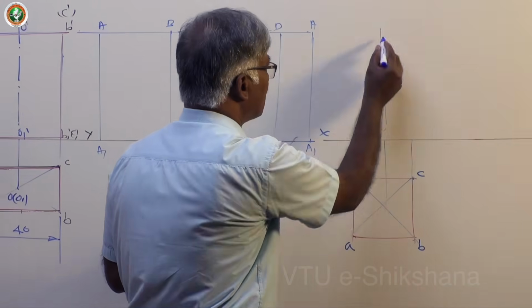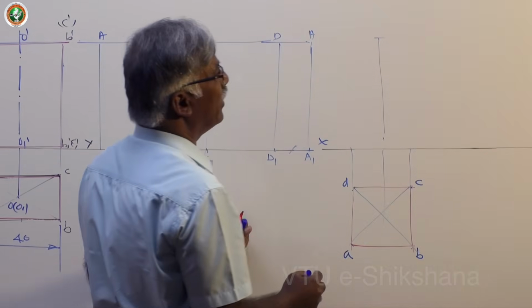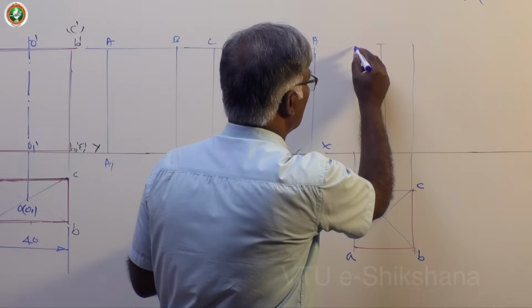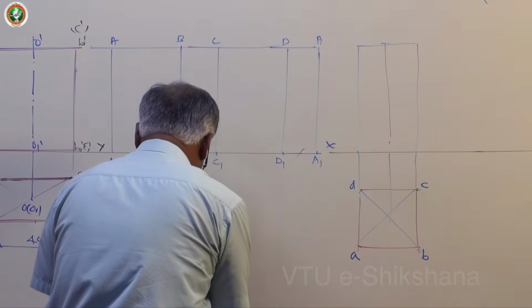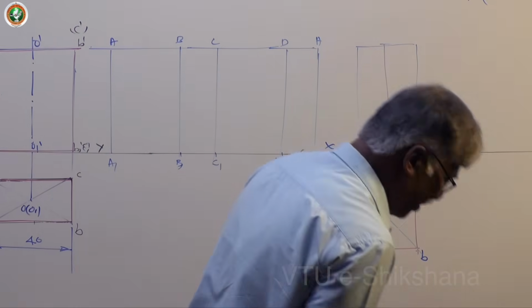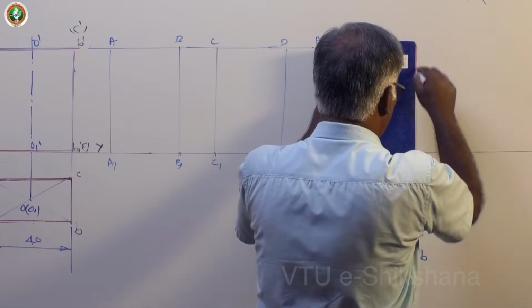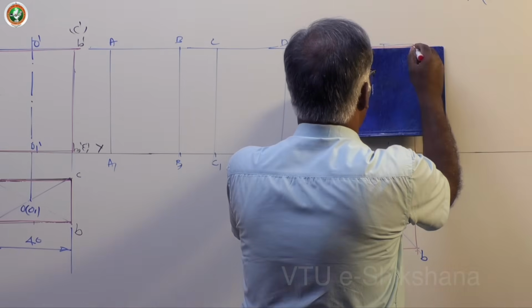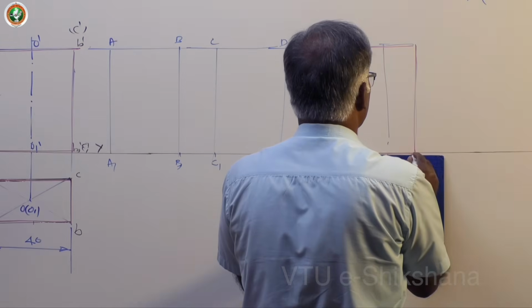Height you fix. Assume that the height given is 60. Then draw the vertical lines. Okay, then dark this. Unless there is a section plane, assume that I am not considering the section plane right now. I am considering only the complete development of the prisms.